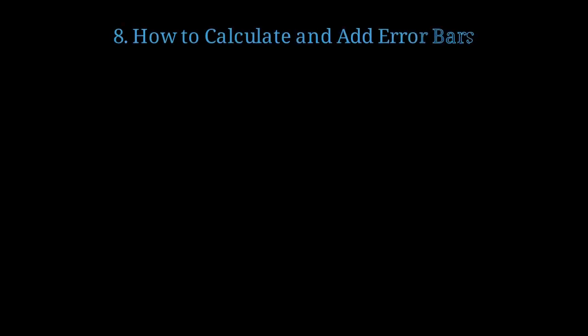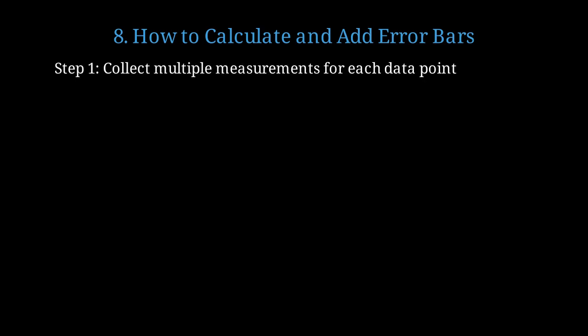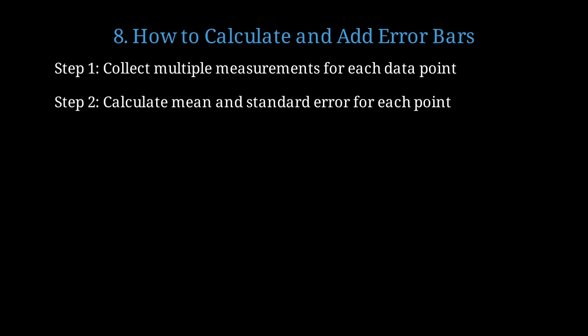Let's learn the step-by-step process for calculating and adding error bars to your data. Step 1. For each data point, collect multiple measurements to assess variability. Step 2. Calculate the mean and standard error for each set of measurements. Compute the mean x-bar and standard error, which is sigma divided by square root of n.